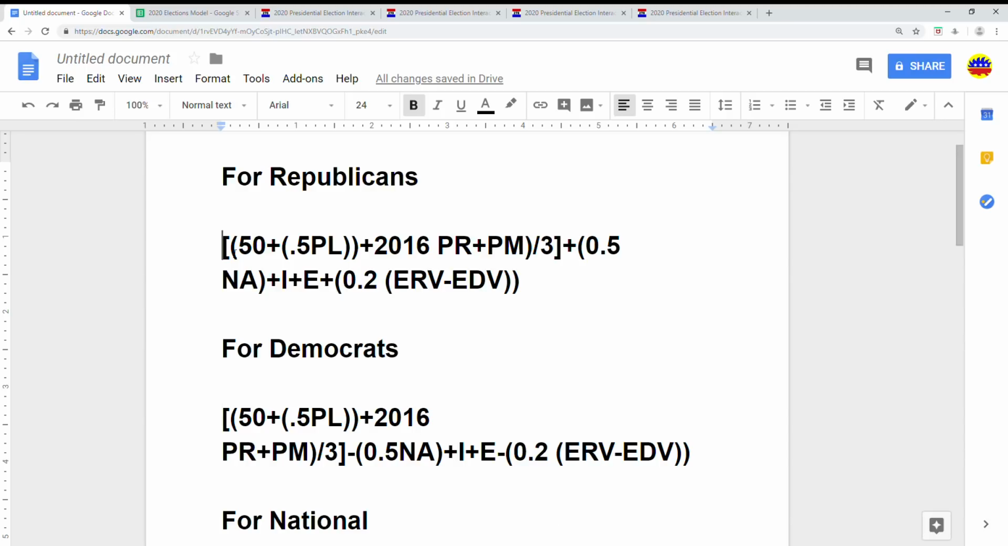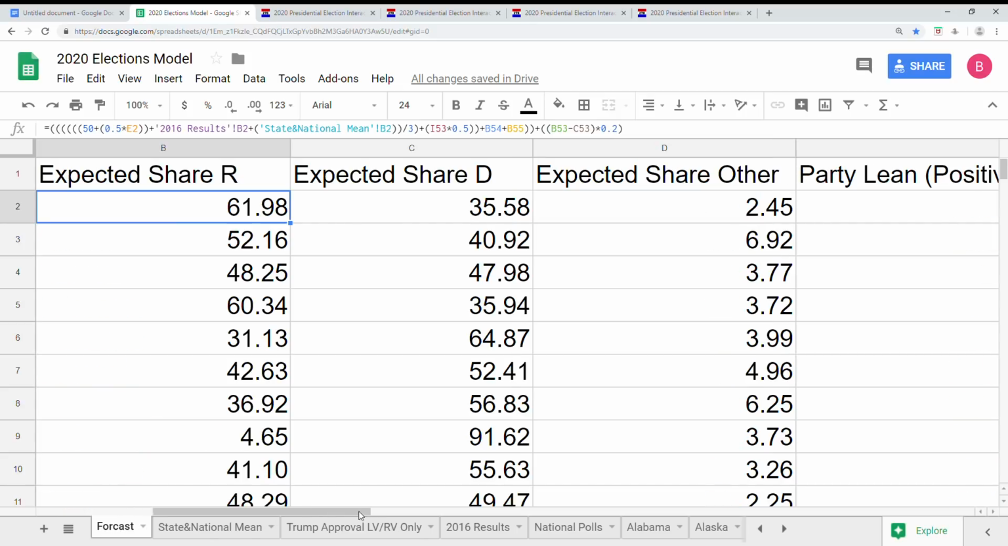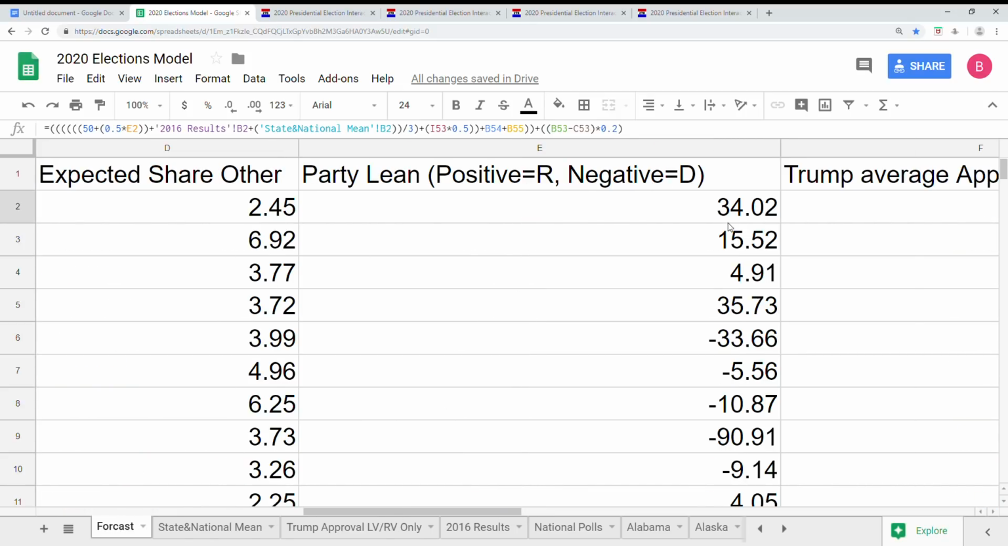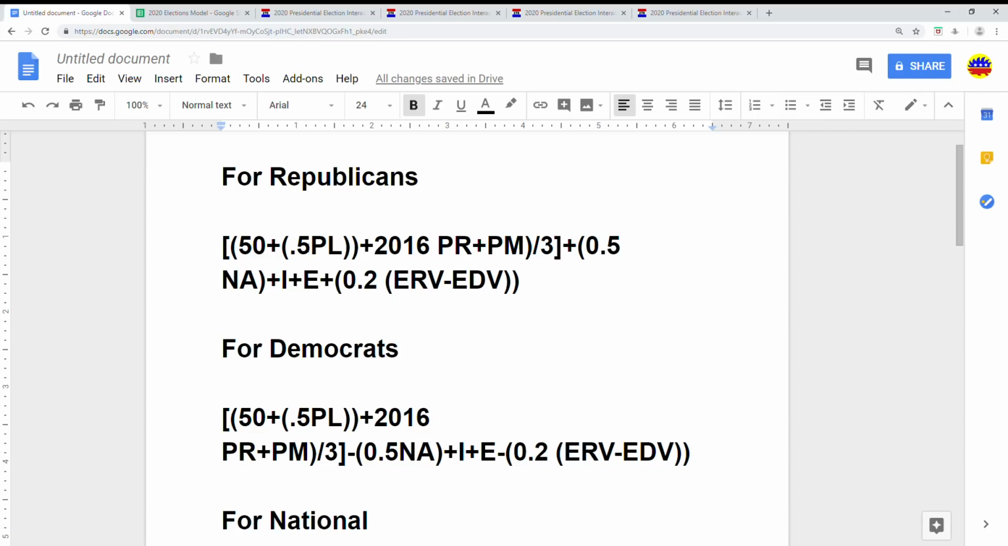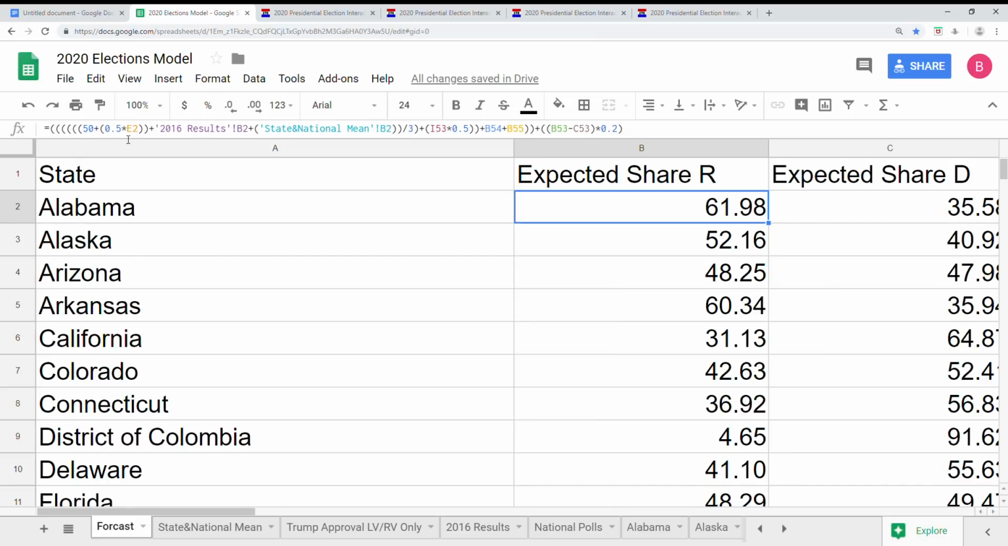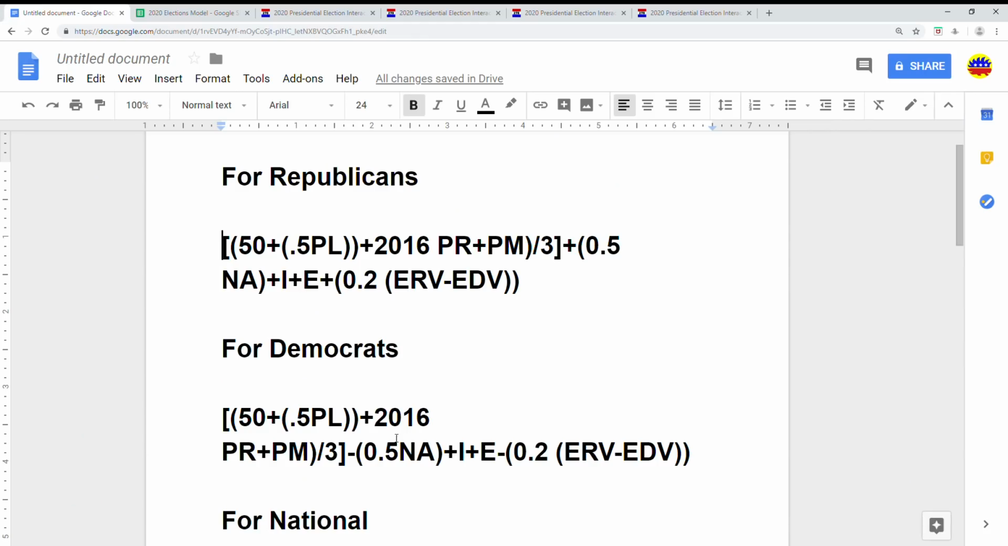Okay, so 50 plus half of the partisan lean of the state. So for Alabama, we've got 50 plus half of 34.02. A positive value equals a Republican lean, a negative value equals a Democratic lean. And that should be minus. Sorry, for Democrats, that's minus. So a negative value, you're subtracting a negative, meaning you actually bring it up. For a positive, obviously, same thing. And it's the same thing here, except it's flipped because of the operation. And all the parentheses are just so the order of operations actually works.